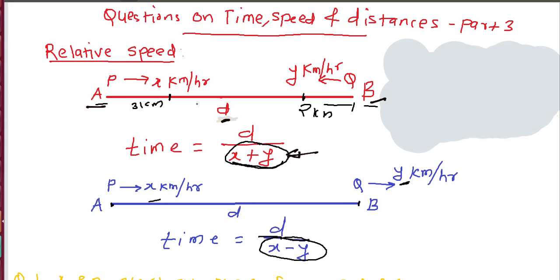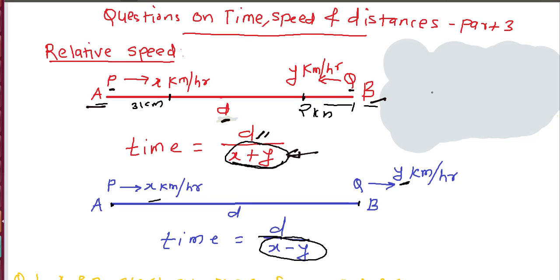Now let's say they are standing d distance apart. Now when they move in the opposite direction, A is moving in this direction and B is moving in this direction. So let's say this is location P and this is location Q, right? So they are moving towards each other, in the opposite direction, and standing d kilometer apart. So what is the time taken by these two to meet each other? In this case, time is equal to distance divided by the addition of the speeds, or relative speed, because they are moving in the opposite direction.